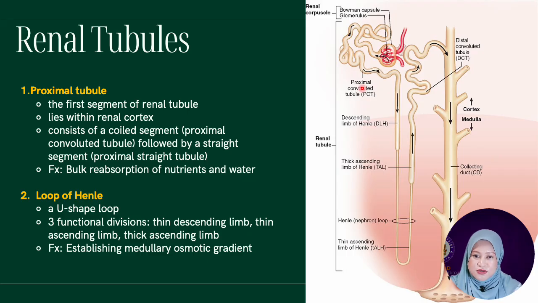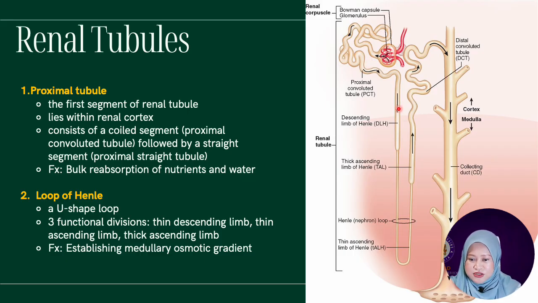So functionally, the proximal tubule is extremely important. This is where bulk reabsorption takes place. About 2/3 of the filtered water and sodium are reabsorbed here. And almost all filtered glucose and amino acids are reabsorbed here as well under normal conditions. So although filtration happens at the glomerulus, the proximal tubule is where the body starts reclaiming what it needs. So if this segment does not function properly, we lose essential substances in the urine.